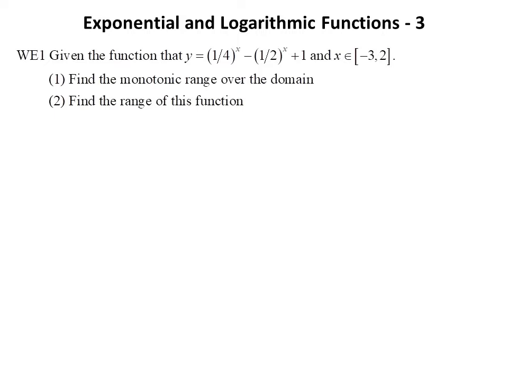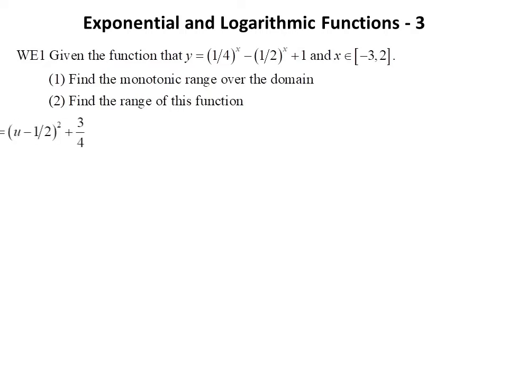The first example is an exponential equation y equals (1/4)^x minus (1/2)^x plus 1, where x is between -3 and 2, including both endpoints. There are two questions asked here. The first one is to find the monotonic range over the domain. The second one is to find the range of this function.